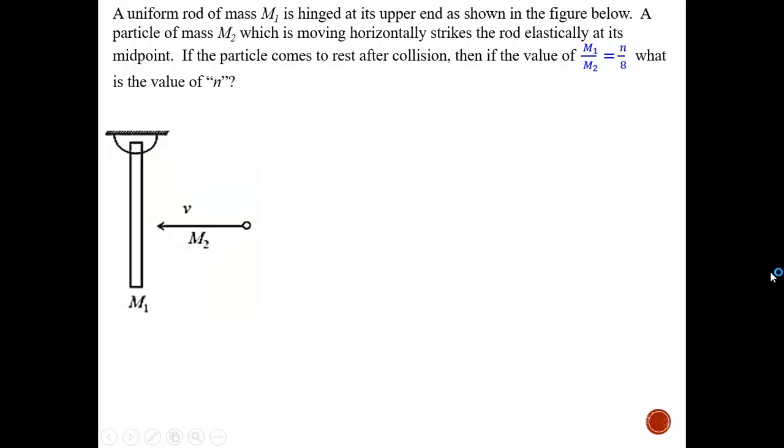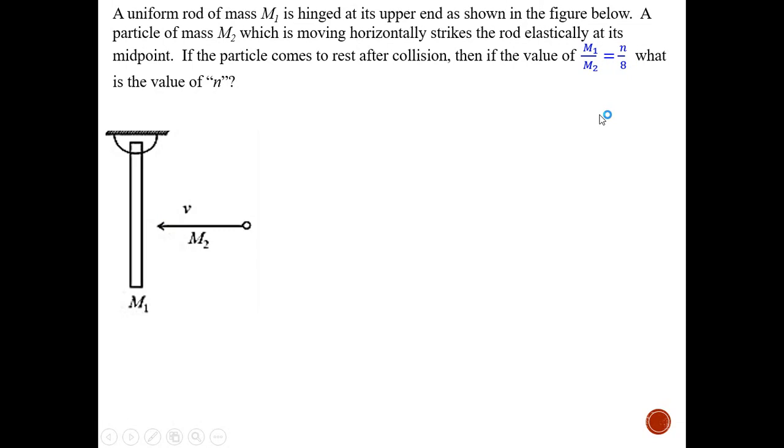All right, let's go ahead and do this one. Here we have a uniform rod of mass M1, hung at the very end of the rod, and a particle M2 that is moving leftward with some speed v, and it's going to strike the rod at its midpoint. The question wants us to find what this N is for M1 over M2.